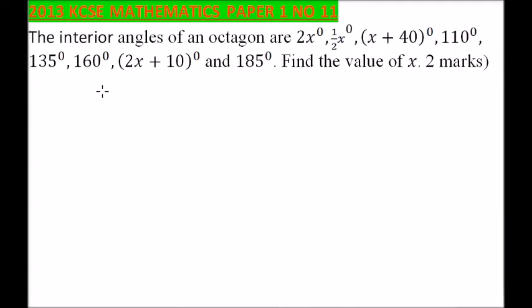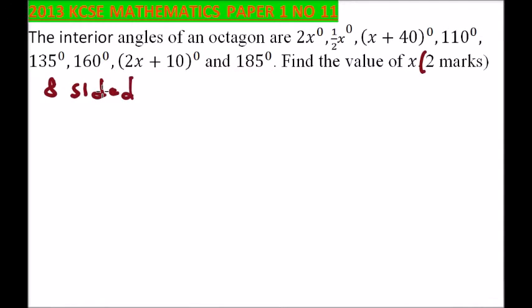2013 paper 1 number 11, we are told the interior angles of an octagon are 2x degrees, a half x degrees, x plus 40 degrees, 110 degrees, 135 degrees, 160 degrees, 2x plus 10 degrees, and 85 degrees. Find the value of x and you get yourself 2 marks. So here we need to, first of all, note that an octagon is an 8-sided figure.